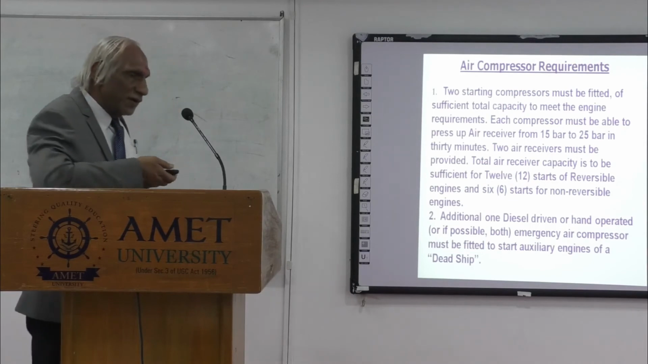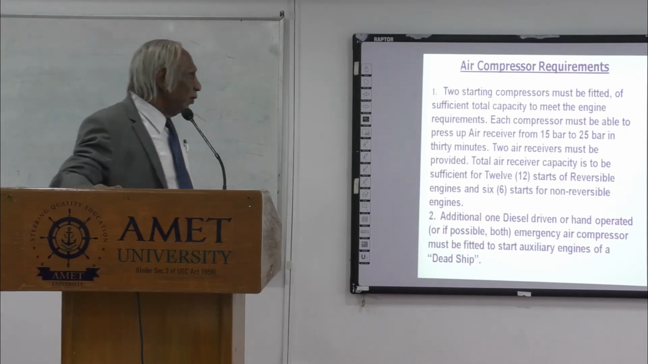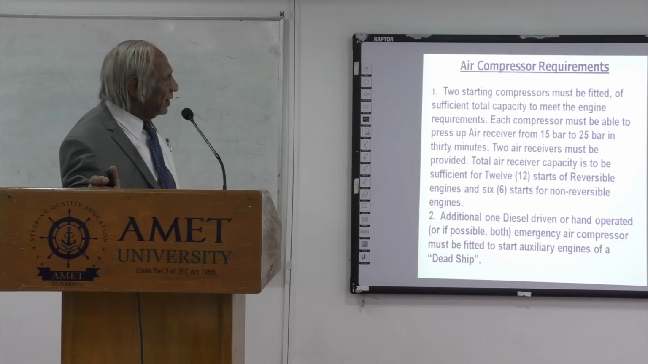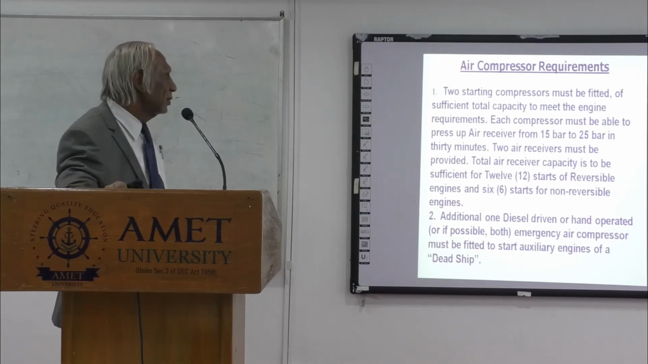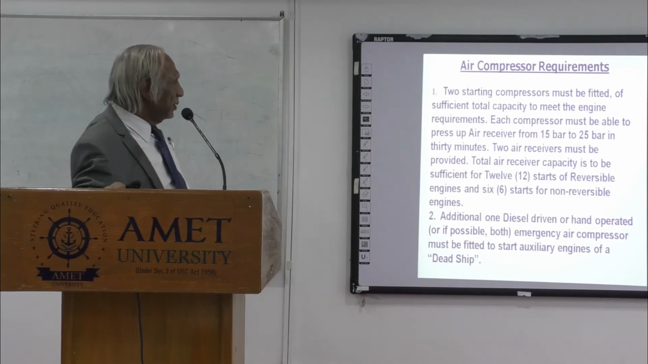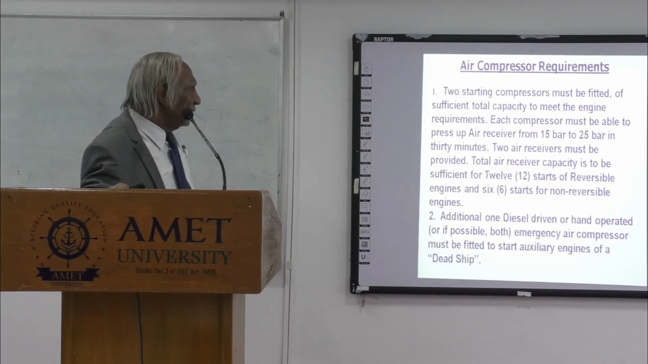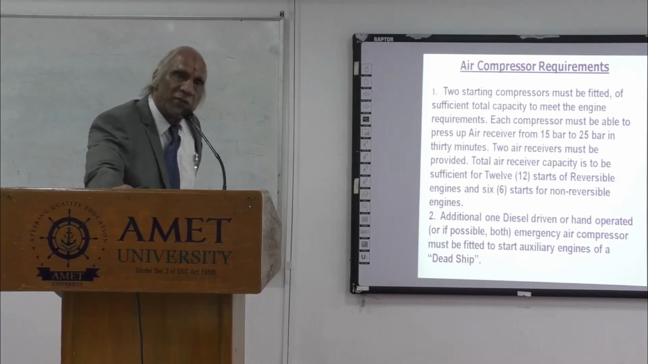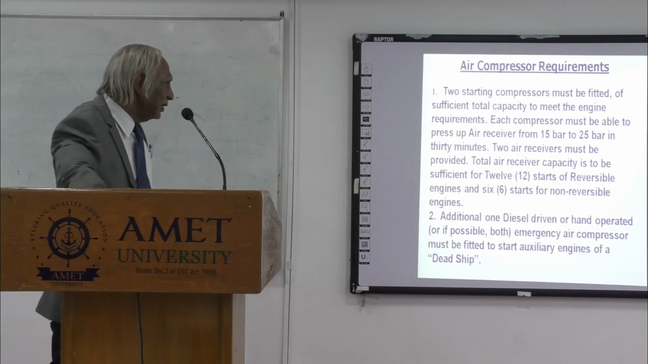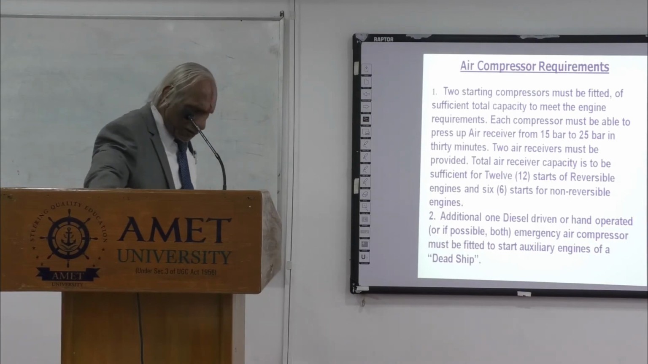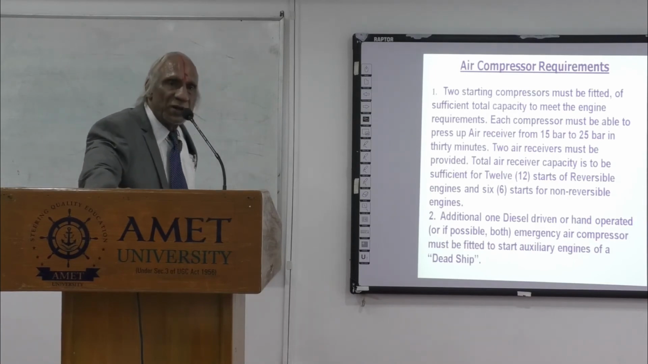Some requirements are very essential for ocean-going ships. What are the essential requirements? Every ship should have two main air compressors, and these are powered from the main switchboard. Each compressor should be capable of pumping from 15 bar to 35 bar within 30 minutes. Usually it doesn't take that long; it takes 15 to 20 minutes for a highly efficient compressor.